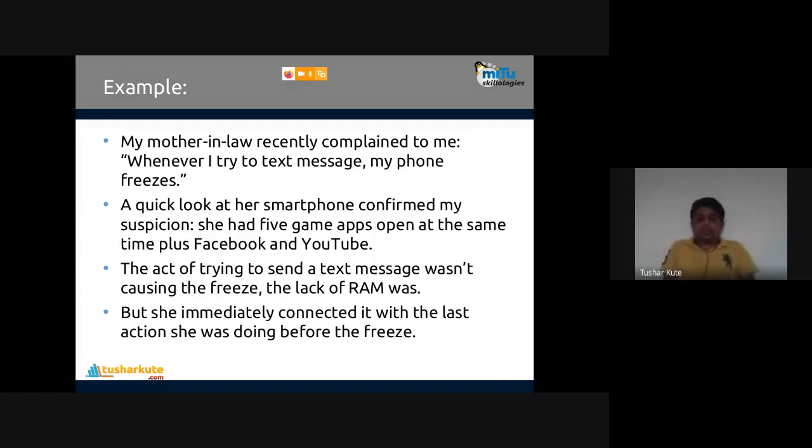Let's talk about one example here. My mother-in-law recently explained to me that whenever she tries to text message, her phone freezes. Remember, it hangs basically. A quick look at her smartphone confirmed my suspicion that she had 5 game applications open at the same time, plus Facebook and YouTube. They are also open. So the act of trying to send a message wasn't causing the freeze, but the lack of RAM was.